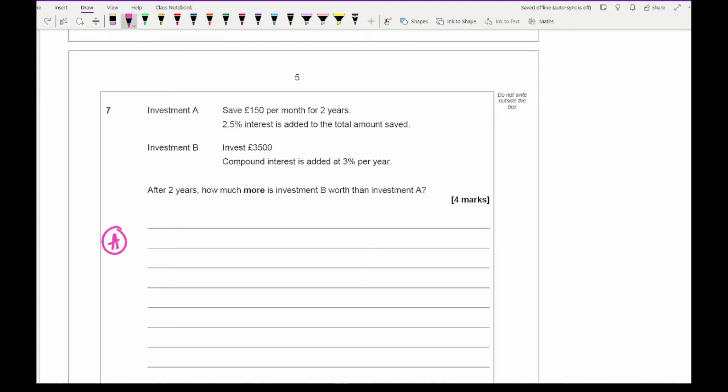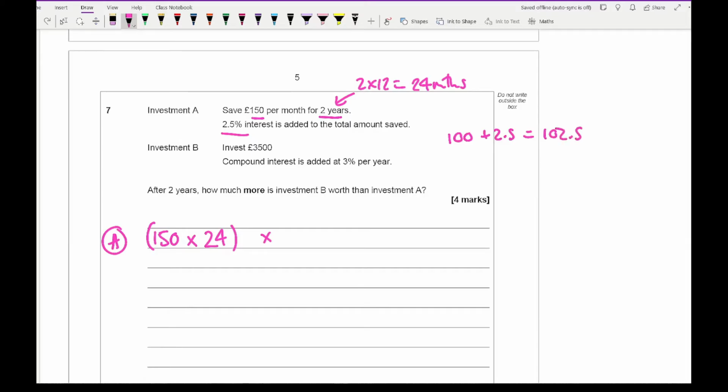So here I've got £150 times, and I'm doing it for 2 years, so that is 2 times 12, which equals 24 months. So I'm going to do 150 times 24, and then I'm going to multiply that by the interest rate of 2.5%. Now I'm adding 2.5%, so it's 100 plus 2.5, which equals 102.5. So that as a decimal multiplier is going to be 1.025. And then if I work that out, I get an answer of 3690.